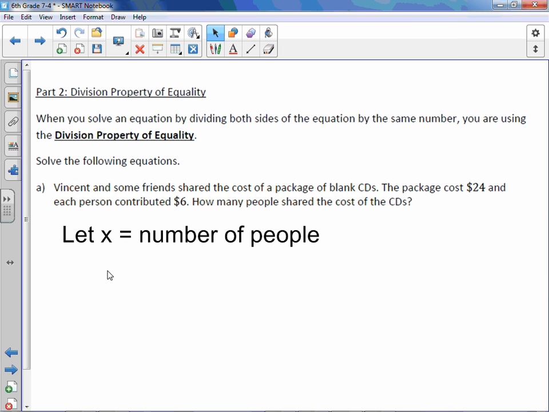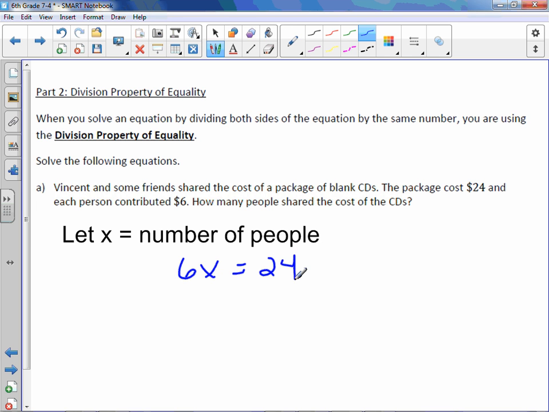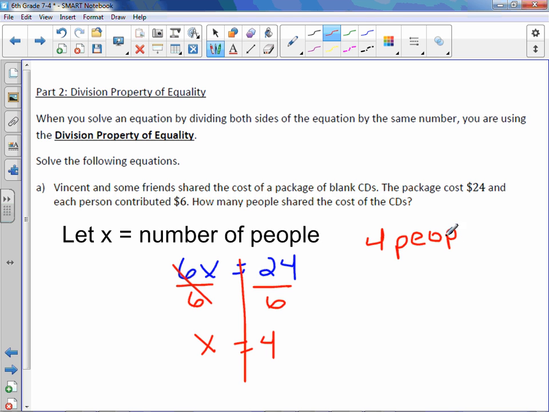Okay. So I'm using X as my variable. Well, each person paid $6. So $6 times the number of people, and altogether it equaled $24. So there's our equation. 6 times X equals 24. Let's solve. We're going to divide both sides by 6, and we get X equals 4. So our answer here is 4 people.